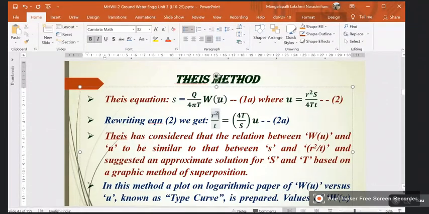So we need not consider any point to be lying on either the type curve or on the observation plot. It can be any point. So there is no restriction for selection of the point. It can be on the plot or it can be below the plot, but within, of course, the graph sheet. So this is now the method.